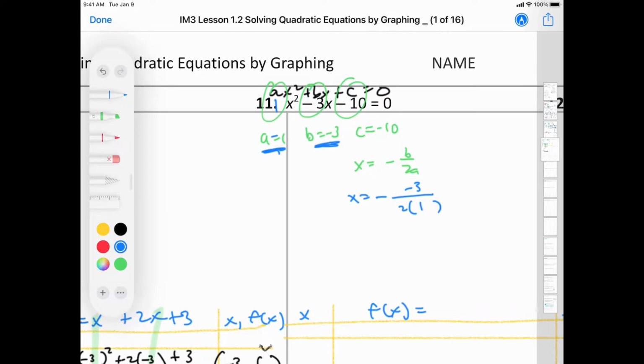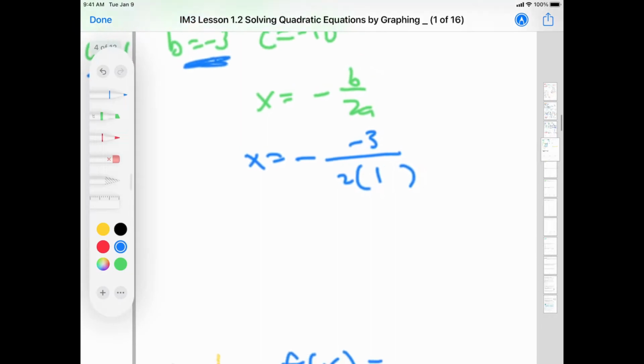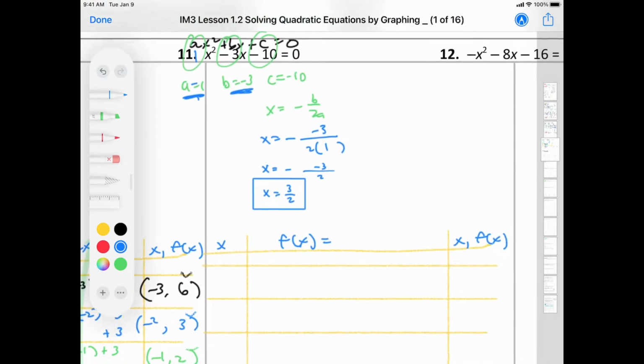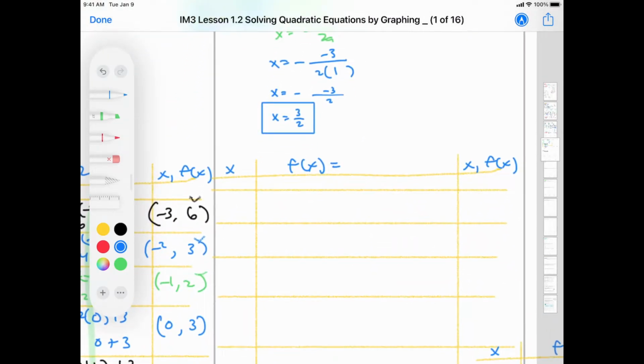Oh no. Do you guys see what's happening? I got a fraction. Never fear, Mr. Ng is here. So this one will always go in the middle. And there's 3 halves. If you put 3 divided by 2 in your calculator, it is 1.5. So right above it is 2 and 3.